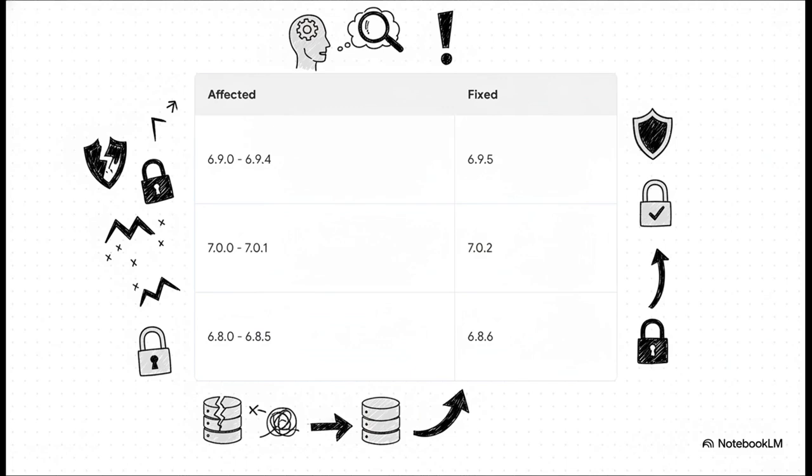Okay, please pay close attention here because this is the absolute most crucial takeaway for defenders today. If you are running versions 6.9.0 through 6.9.4, you must patch to version 6.9.5 immediately. If you're on 7.0.0 or 7.0.1, you must move to 7.0.2 to break the full RCE chain. And definitely note that the older 6.8 branch is still vulnerable to the SQL injection component of this attack.